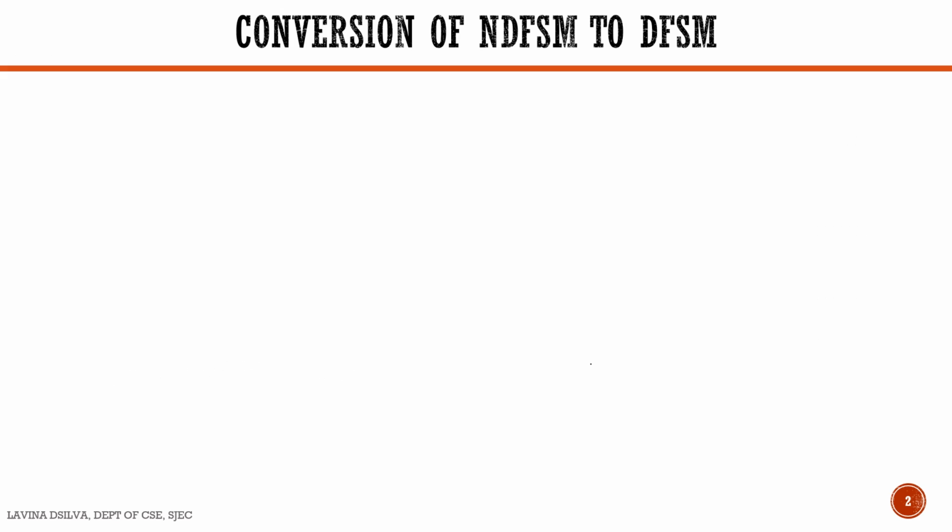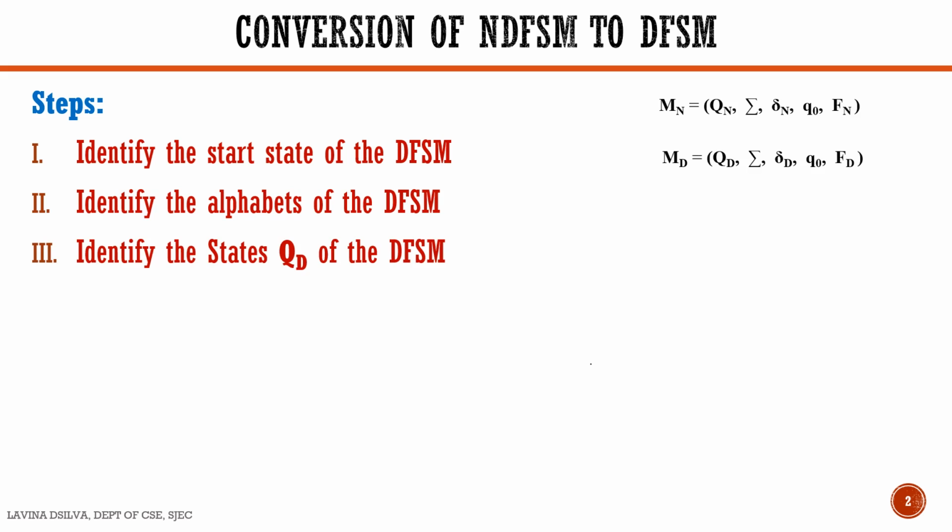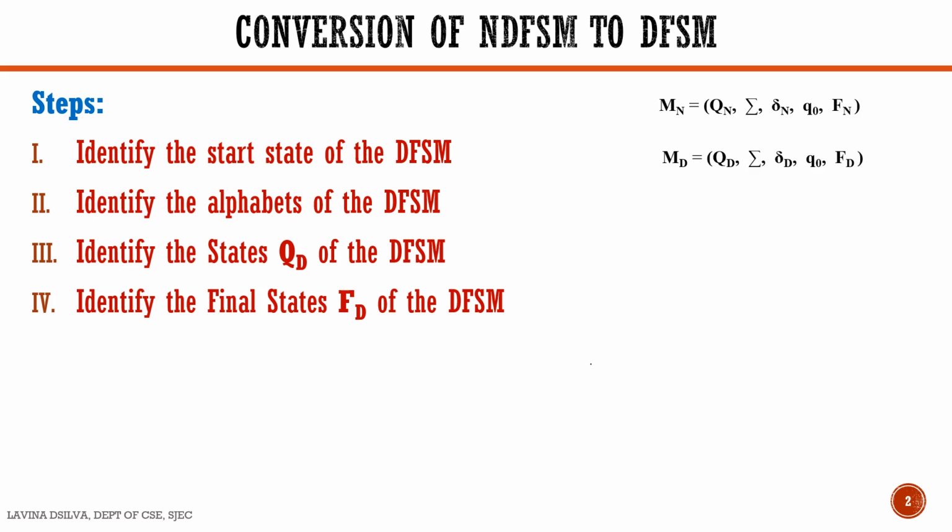The steps in the conversion of a NDFSM to a DFSM are as follows. First we identify the start state of the DFSM, followed by identifying the alphabets of the DFSM. Then we identify the states QD of the DFSM, identify the final states FD of the DFSM, and then we can identify the transitions delta D of the DFSM.